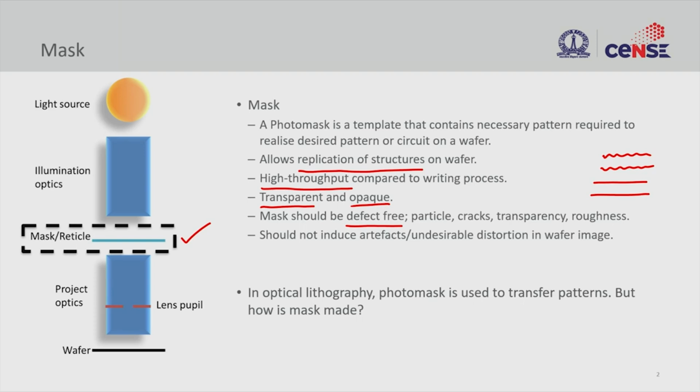And the other thing is, we don't want any artifact or undesirable distortion transferred from the mask onto the wafer. There are multiple artifacts, right? It can be structures that are undesirable, which are sitting there, which are not developed properly, and there are no precise edges defined. These are all the things that will create undesirable distortion on the image that you want. So in optical lithography, this photomask is used to transfer the pattern, but we want to understand how we make this mask, how these masks are made and what the properties of the mask are. That is going to be the topic for this lecture.